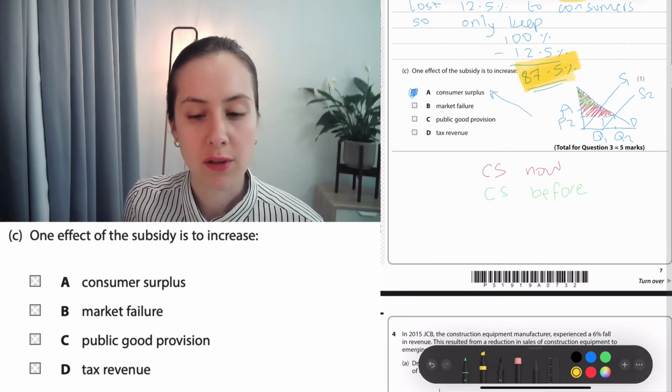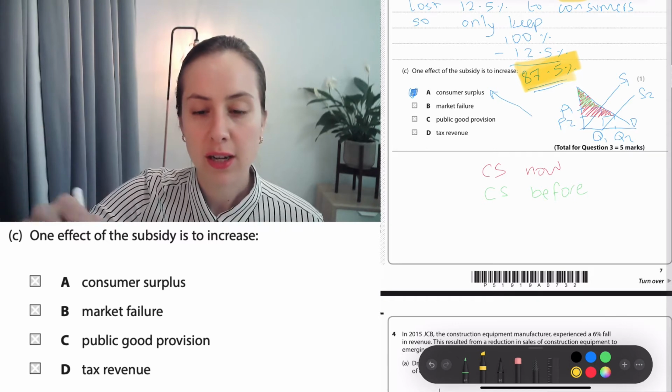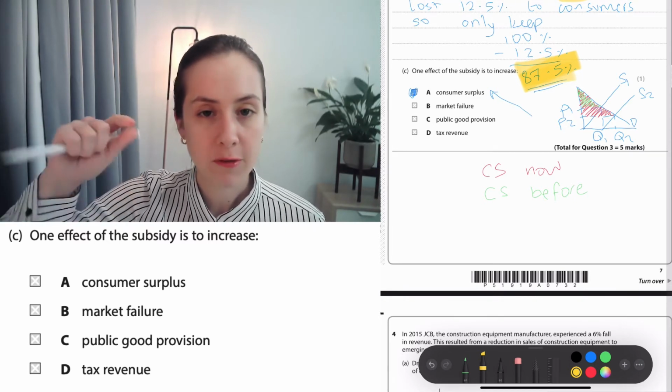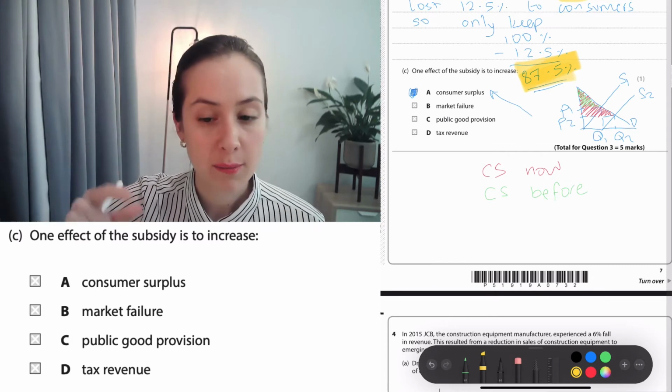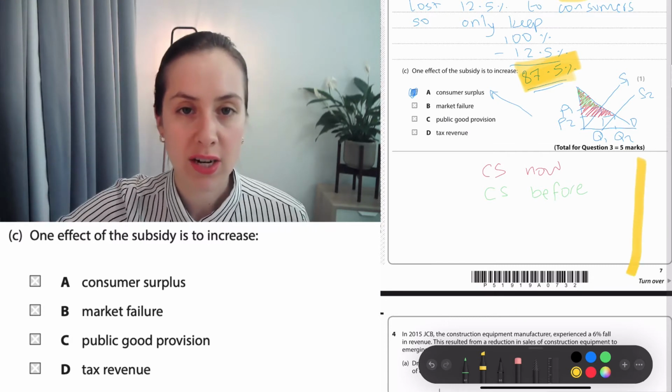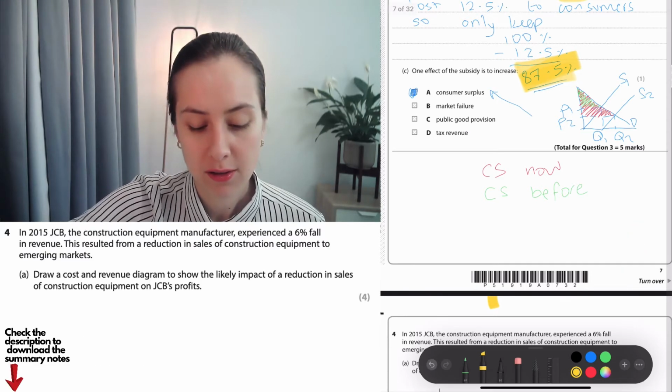Subsidies are going to increase consumer surplus. Here's why. They decrease the price of the goods. So that means the difference between what you're willing to pay and what you actually pay increases. Here you can see the consumer surplus has increased to the red area; before it was the green area.